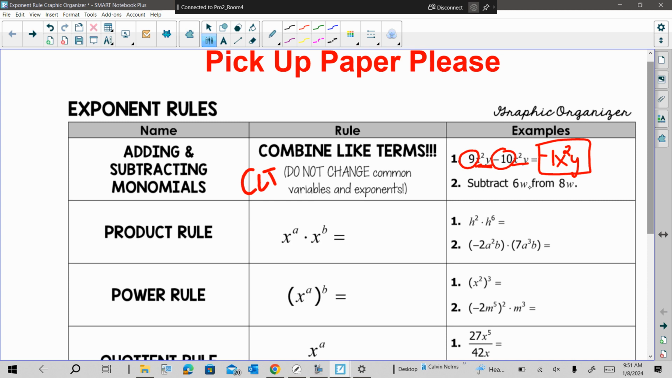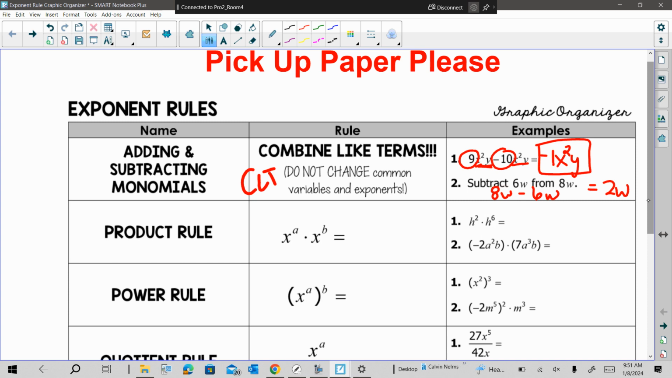All right, when it says subtract 6w from 8w, that's like 8w minus 6w. So they both have the w, so what does this simplify to? 2w. Yep, 2w. So fill that into your table.